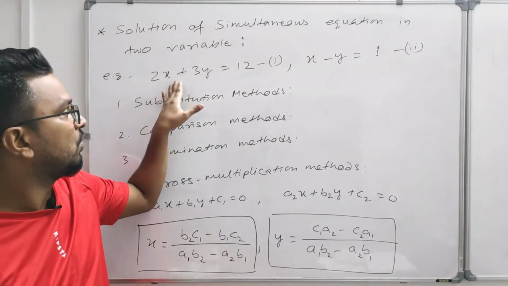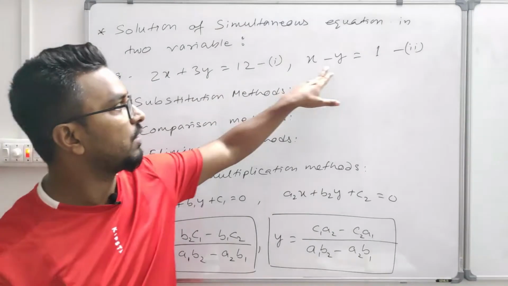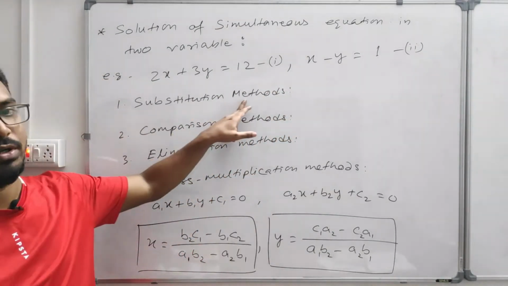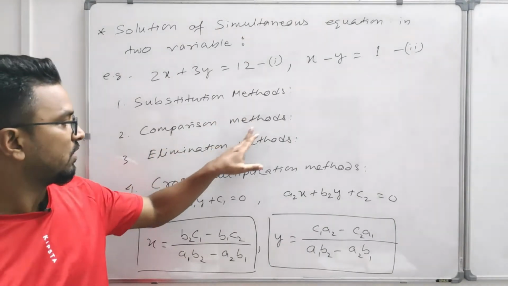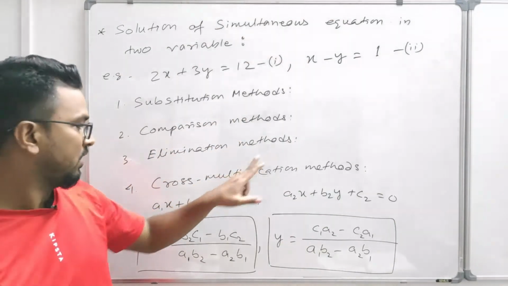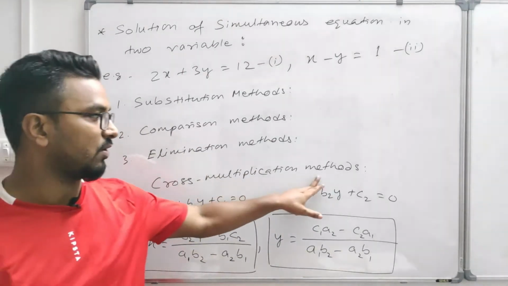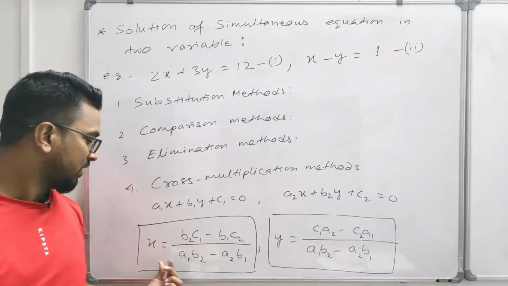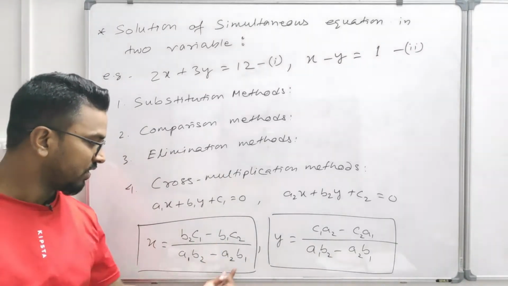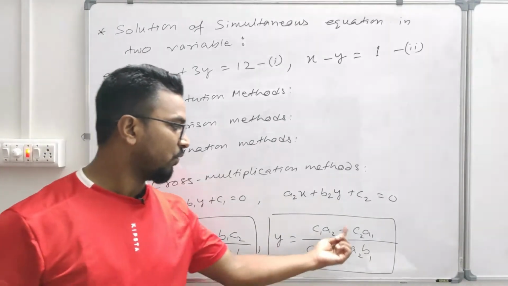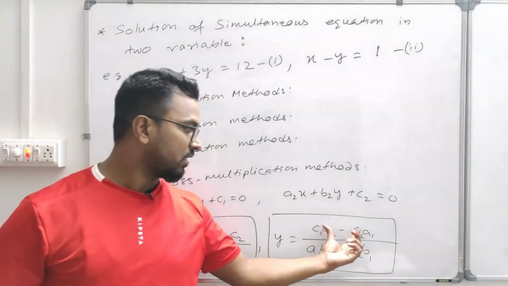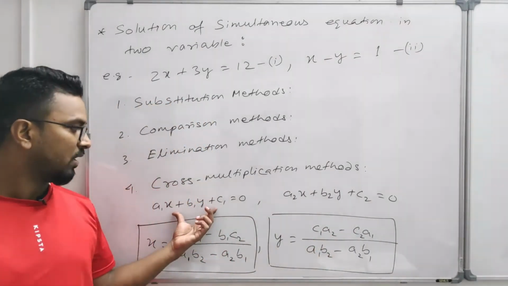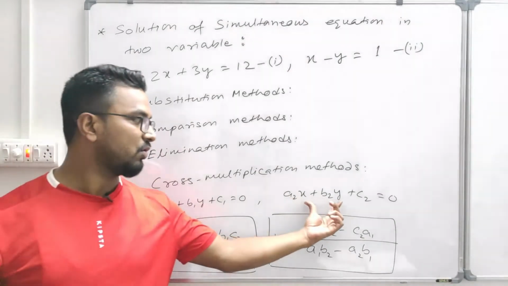To find the value of x and y of a pair of linear equations in two variables, there are four different methods. The first one is the substitution method, the second one is the comparison method, the third one is the elimination method, and the fourth one is the cross multiplication method. For the cross multiplication method, there are two formulas we can use. To find the value of x, we can use this formula, and to find the value of y, we can use this formula. The values of a1, a2, b1, b2 we can find from the pair of linear equations in two variables.